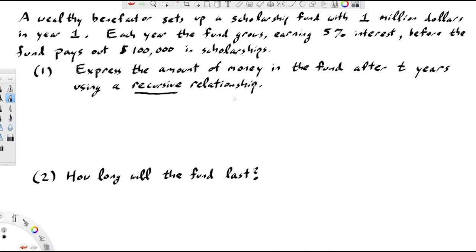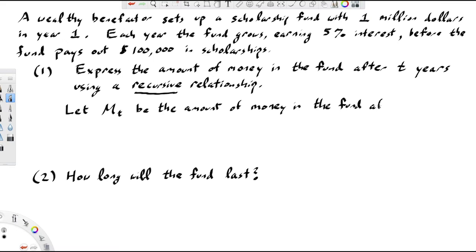And remember that a recursive relationship is one that expresses the amount in the fund in one year as a function of the amount in the fund in the previous year. So let's first give the amount of money in the fund a certain name. So I'd say, let M sub t be the amount of money in the fund after t years. Or at year number t, if you like.